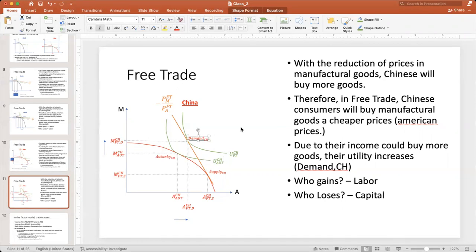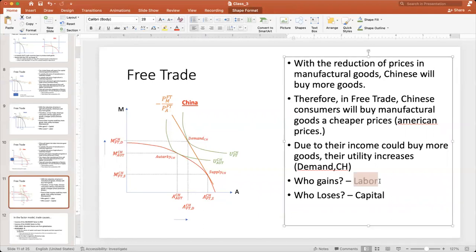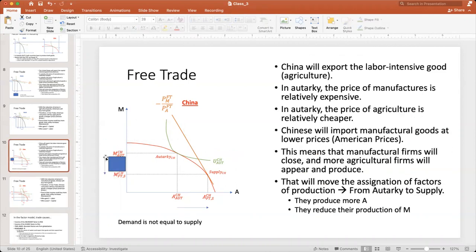Who gains in this scenario? Workers, labor. Why? Well, because given that agriculture is the export sector, agriculture is going to demand more workers. Agriculture is labor intensive, so they require more labor to produce. So labor is going to increase their utility. However, the owners of capital will lose in this scenario. Why? Well, because the Chinese production of manufactured goods is reduced. So these firms that are not competitive have to shut down their facilities, have to fire their labor, but especially have to sell their capital.